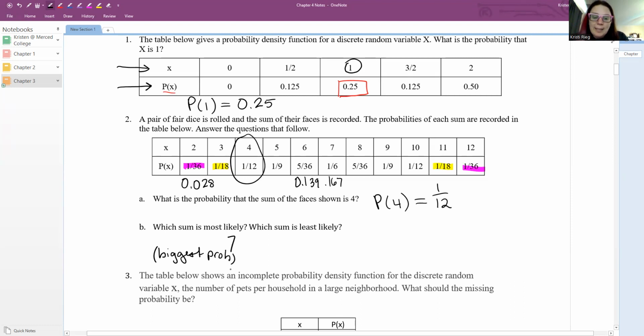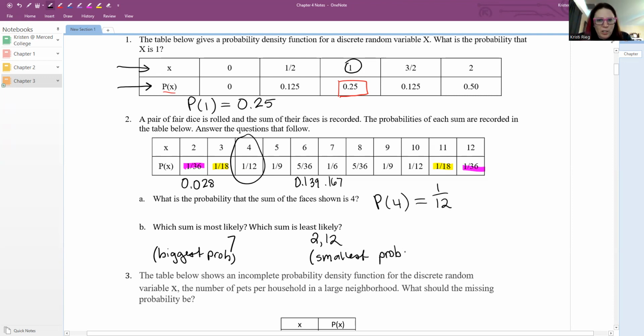Which sum is least likely? Well, I have a tie. The ones that I highlighted in pink are both 1/36, and 1/36 is the smallest fraction. So 2 or 12 is the least likely. They're tied for the smallest probability.